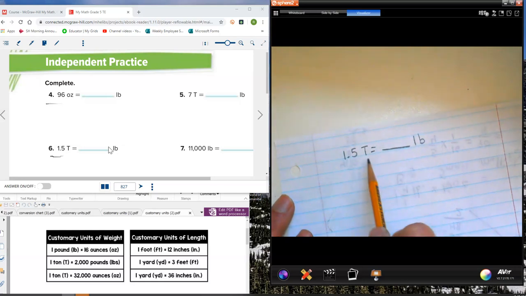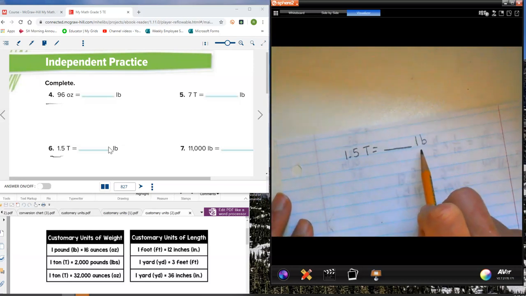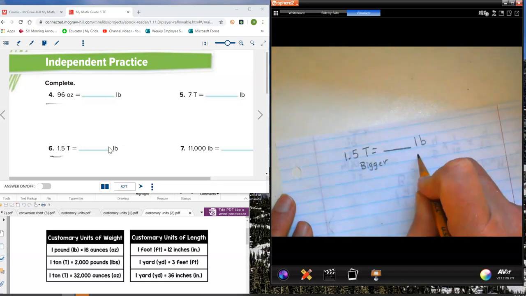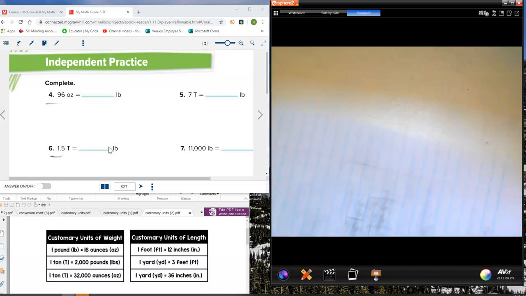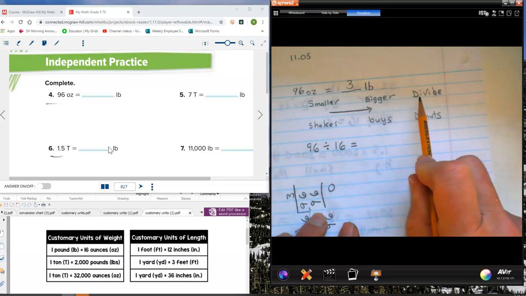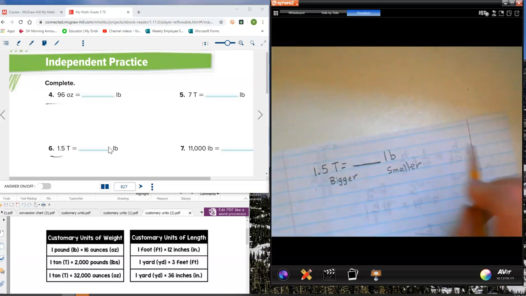Now in this case, boys and girls, a ton is a pretty big unit of measurement. I think in the math book it shows you a bison. So it's a lot. It's 2,000 pounds. So it's obviously a lot more than a single pound. So in this case, we're going from a bigger unit of measurement, which is the ton, down to a smaller unit of measurement. Now when we go from smaller to bigger, Shakes buys donuts, we divide. So in this situation, we go from bigger to smaller, we're going to multiply.